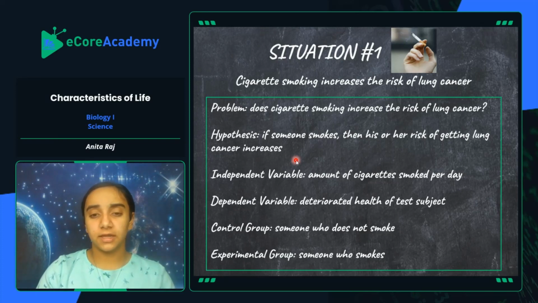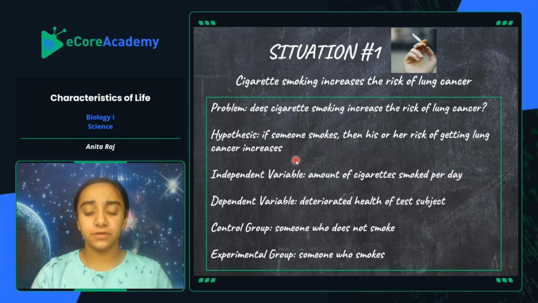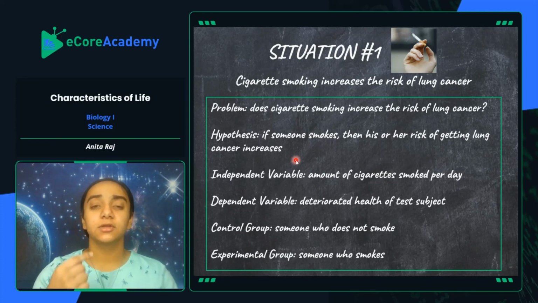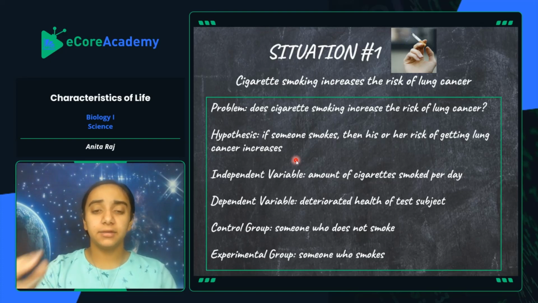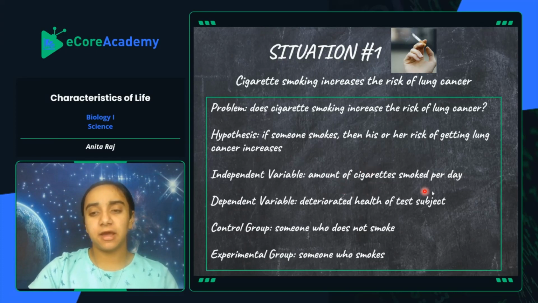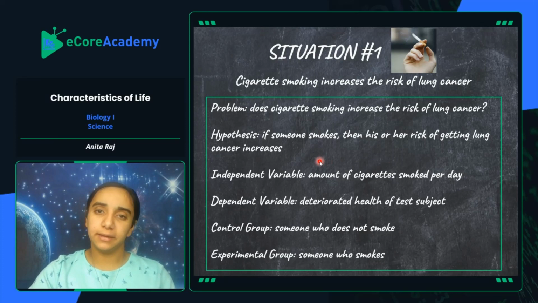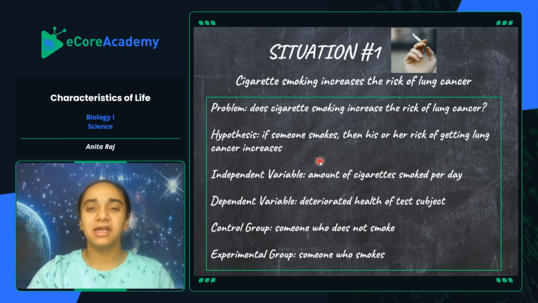Next, we want to identify the independent variable. So the independent variable, remember, is what we as the experimenter are manipulating. So we have control over this. We're changing it. We're manipulating. We're controlling it. And here in this case, it's the amount of cigarettes smoked per day. So in this experiment, we might get two groups of people. I'm just making this off the top of my head. We might get two groups of people, 10 people each.